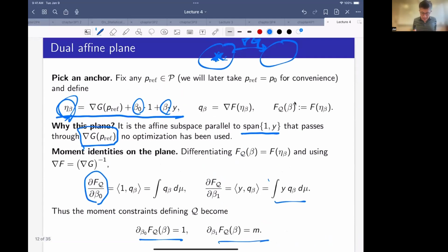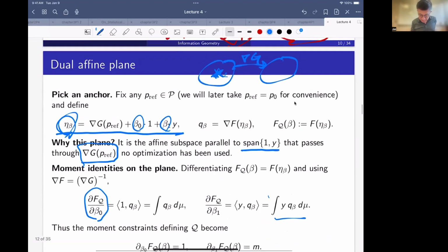By the way, what is F? Okay, so what is F of q beta? So you have this coordinate system, right? And then apply it to the convex conjugate function F. This capital F has nothing to do with the CDF. It's actually more like a free energy or potential function.